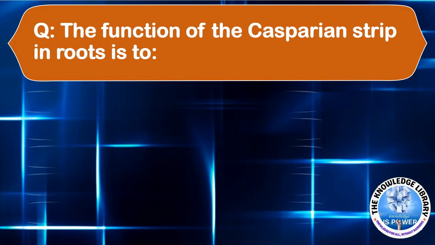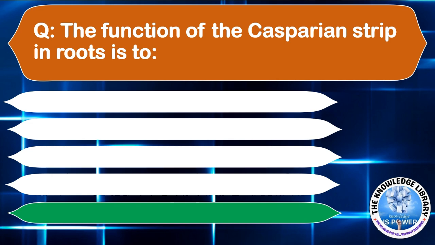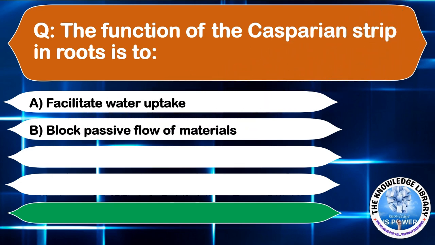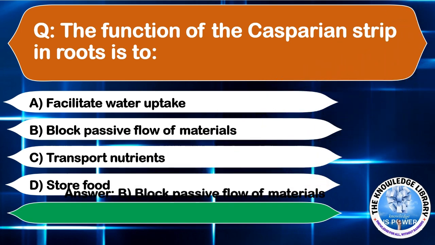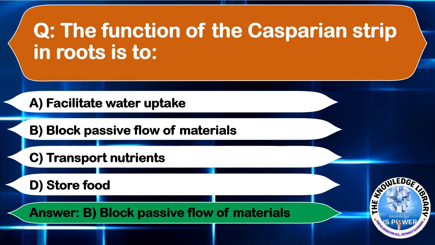Moving to the next question. The function of the Casparian strip in roots is to option A, facilitate water uptake. Option B, block passive flow of materials. Option C, transport nutrients. Or option D, store food. The correct answer is option B, block passive flow of materials.